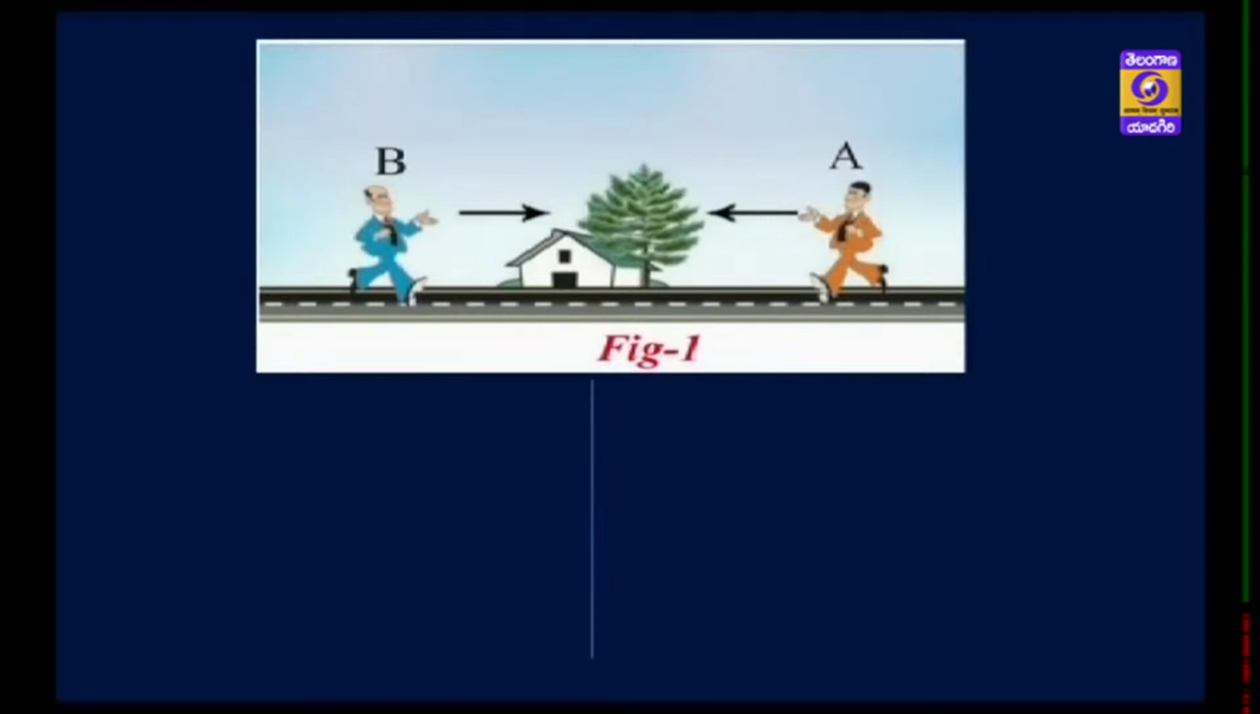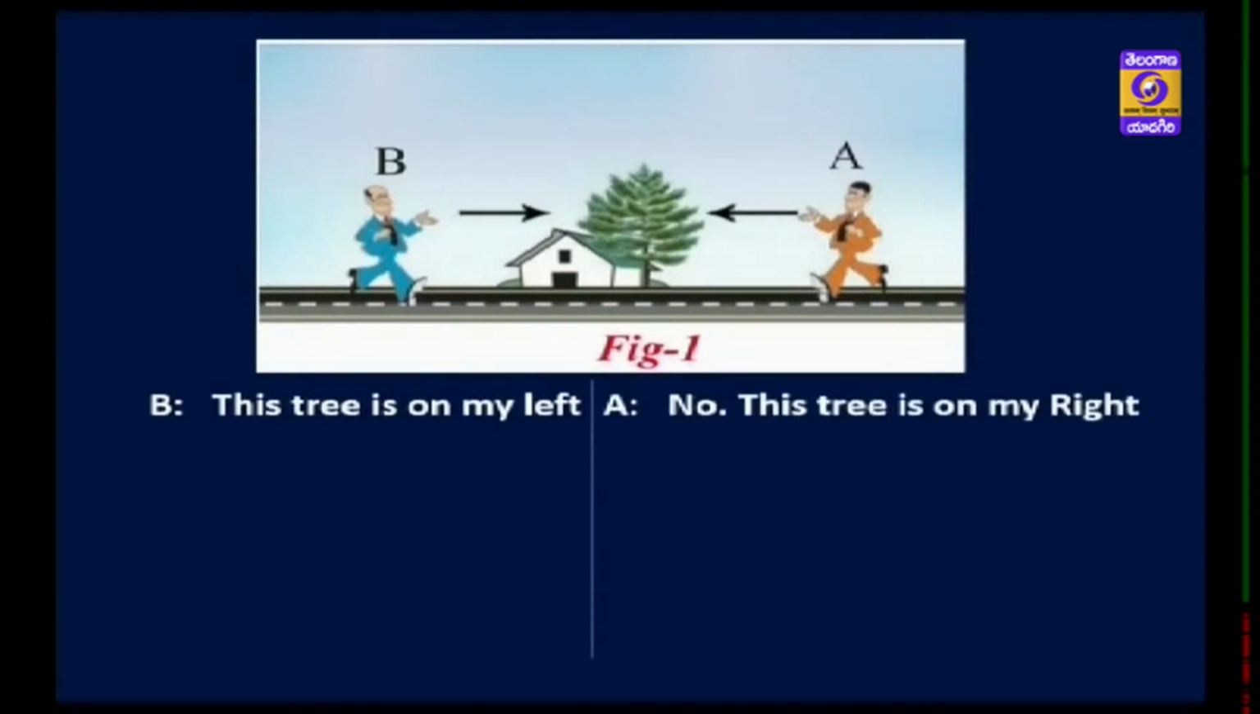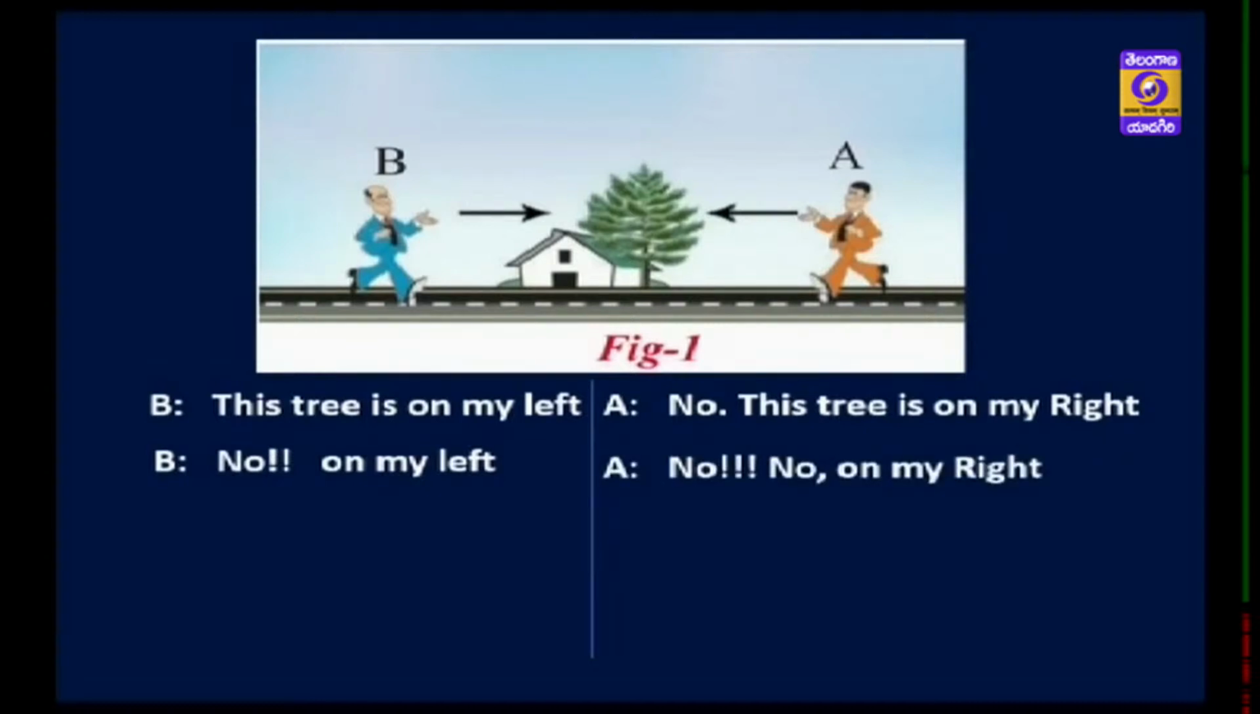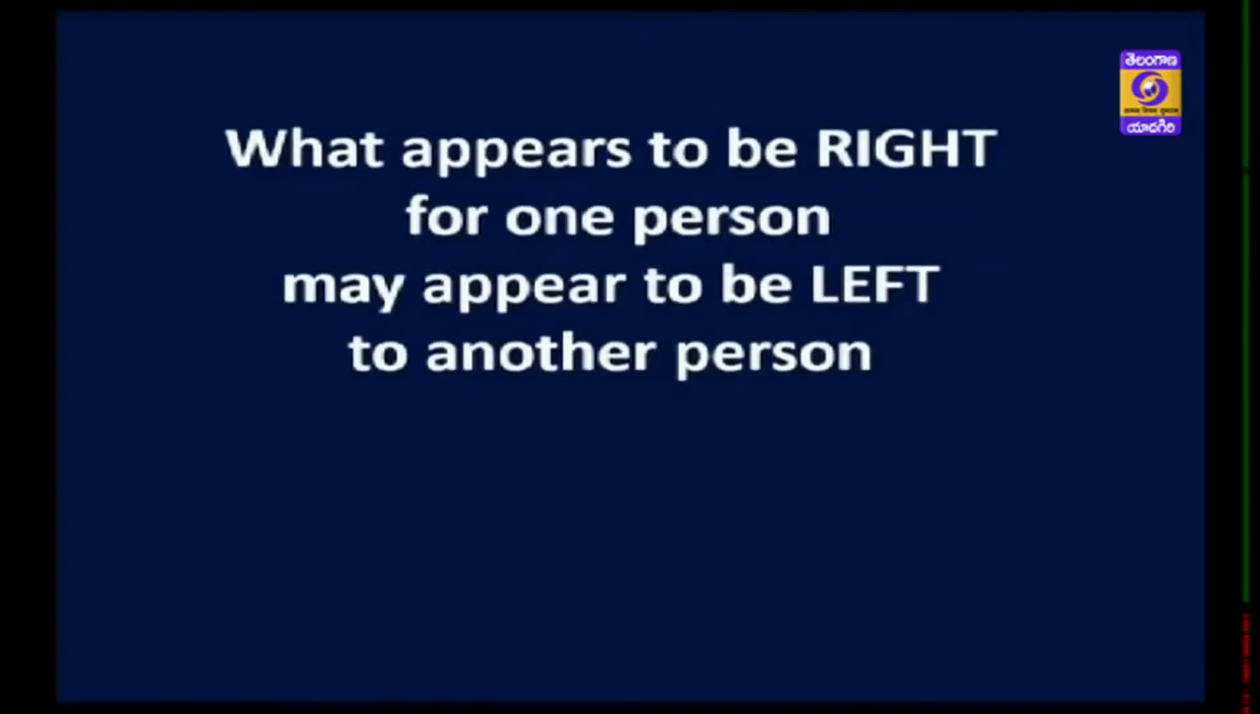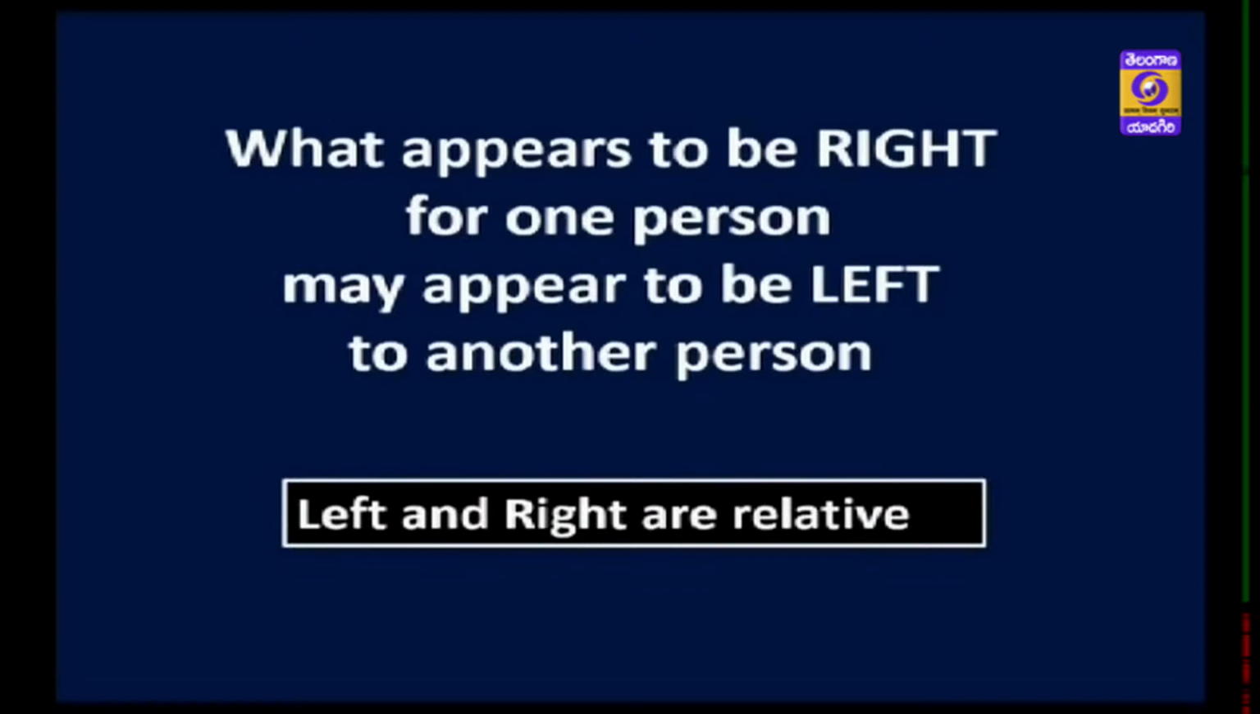We have another example which is discussed in the textbook. Here is Person B and Person A, and B says the tree is on my left. And what does A say? No, this tree is on my right. The argument continues. B says that it is on his left, while A says that it is on his right. Here, what appears to be right for one person may appear to be left to another person. So, left and right are relative.